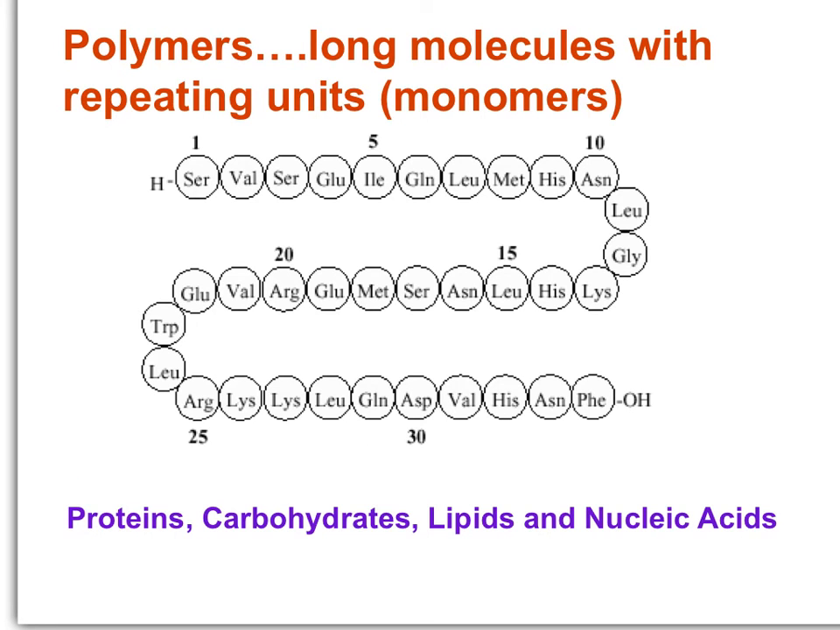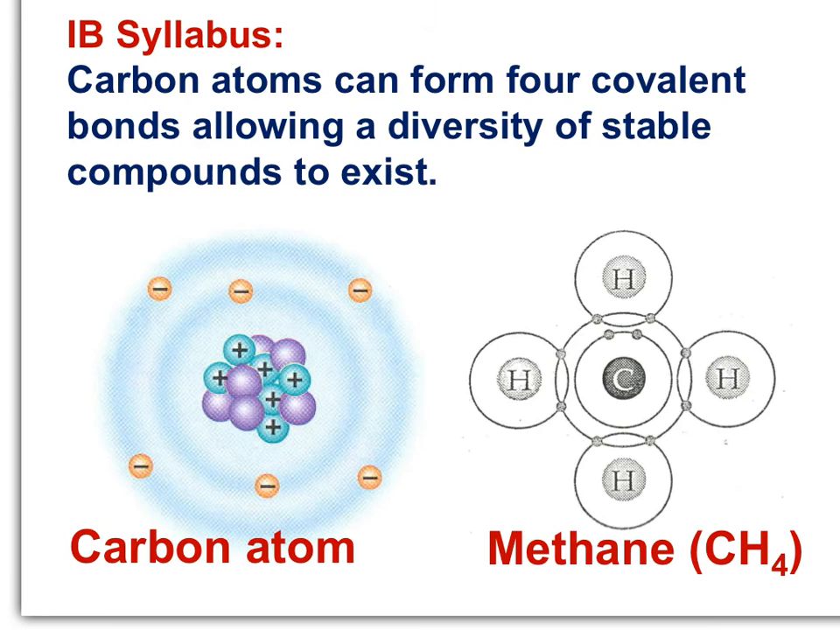The fact that carbon forms 4 covalent bonds, allowing for a diversity of stable compounds to exist, means that polymers can be formed. Polymers are large molecules composed of repeating units. The molecules of life, proteins, carbohydrates, lipids, and nucleic acids, are polymers, with carbon forming the backbone of the molecule. Molecular biology explains living processes in terms of the chemical substances involved.